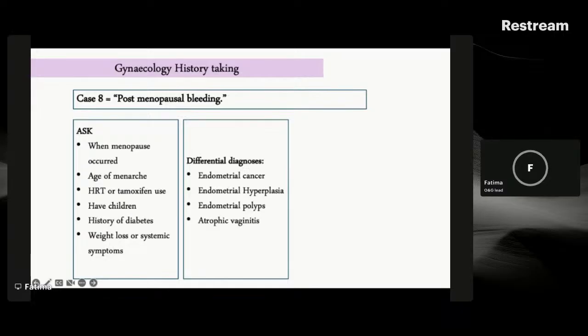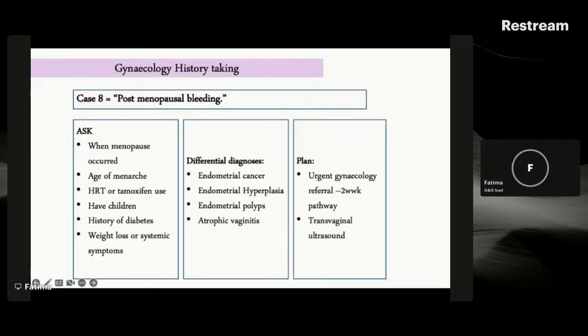So as we mentioned, endometrial cancer is a very important differential diagnosis. Endometrial hyperplasia would be the other one. And then other causes include polyps or atrophic vaginitis as well, but malignancy must be excluded first. So then my plan would be to arrange urgent investigation of the endometrium with imaging and further assessment.